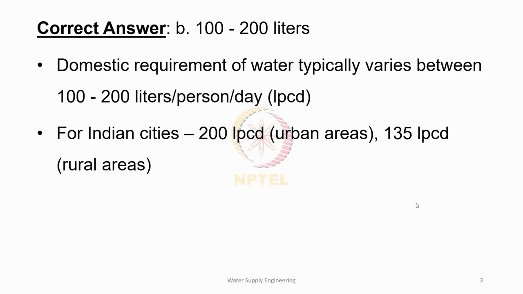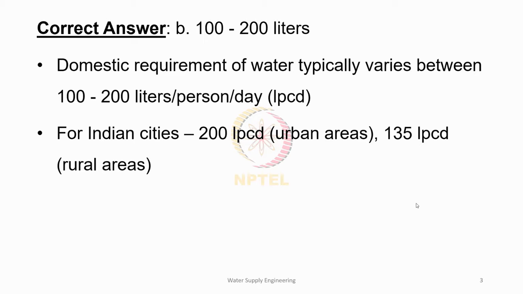The domestic requirement of water typically varies between 100 to 200 liters per person per day, or liters per capita per day is the unit that we use. For Indian cities, if it is an urban area, we consider it as 200 LPCD, and for rural areas, we consider the domestic requirement per day as 135. So the answer is 100 to 200 liters, so that it will cover both rural as well as urban areas. I hope that is clear.